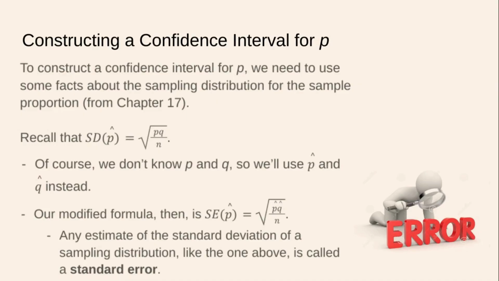What's with the E? Well, if we are estimating a standard deviation of a sampling distribution, we call that a standard error. So we switch our notation a little bit. A standard deviation is a precise computation for the distribution of a random variable. Standard error uses a bit of sample data as a pretty good estimate, and that's what we have to work with.